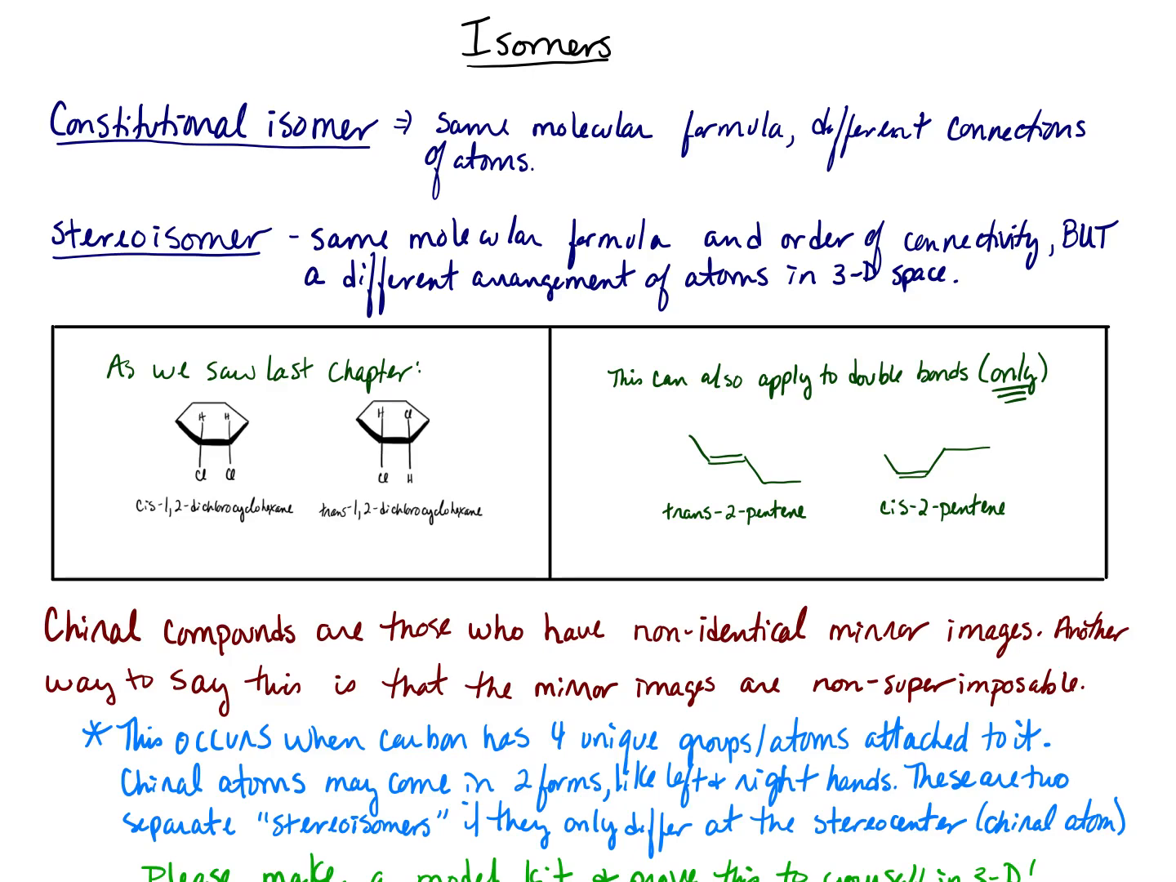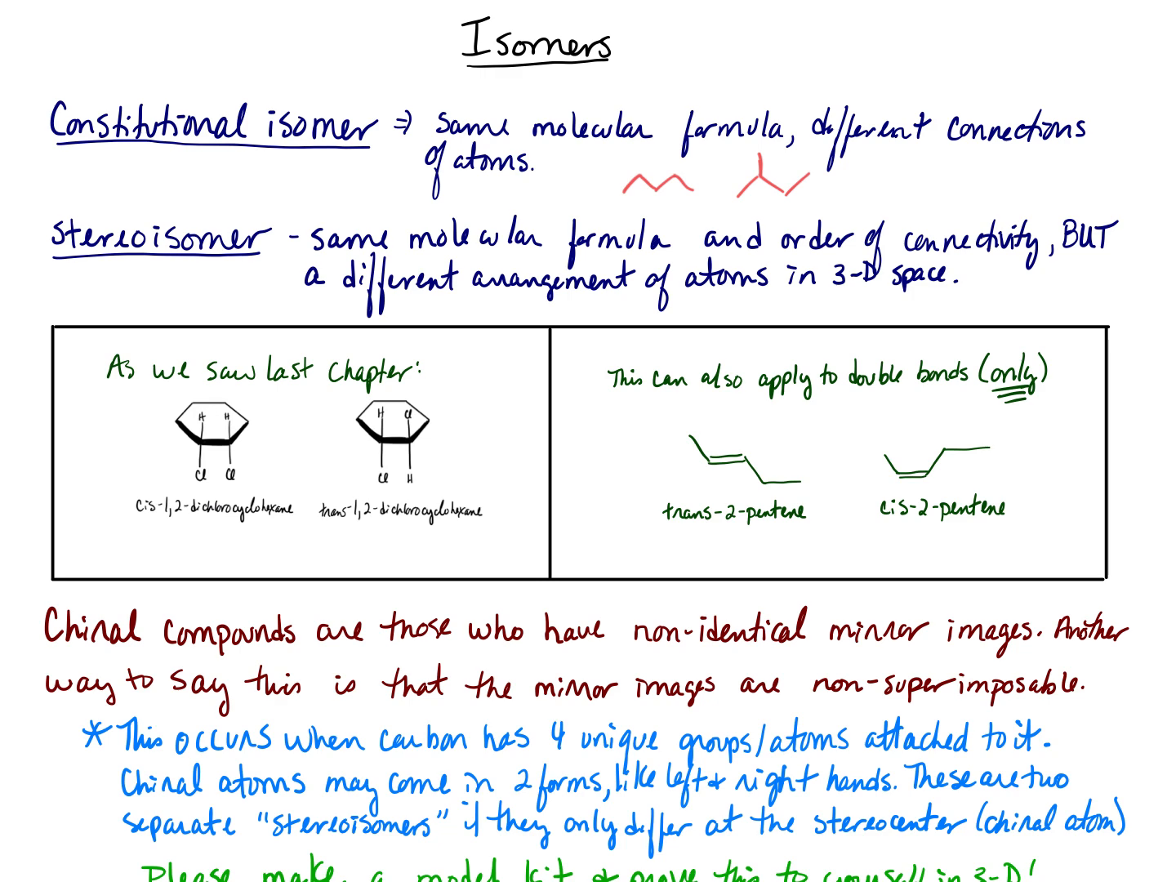We've already talked about different types of constitutional isomers. So constitutional isomers, just to make sure everybody remembers, is when you have the same molecular formula, but the connections of the atoms are different. So for example, instead of having maybe a pentane, you could have 4 carbons in a row with another methyl group there. Those would be constitutional isomers.